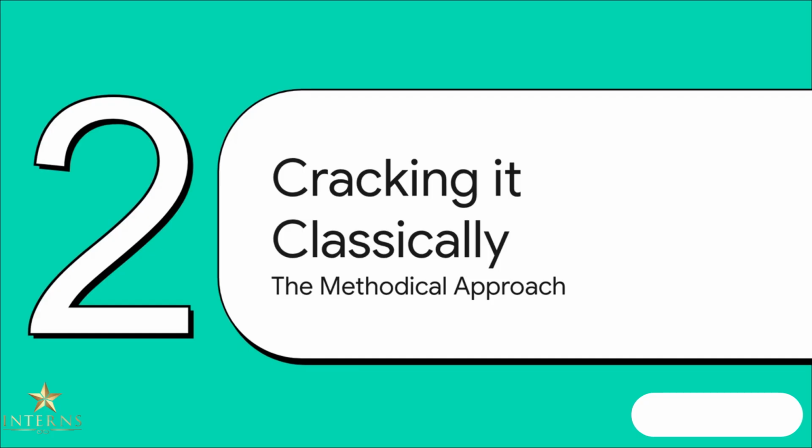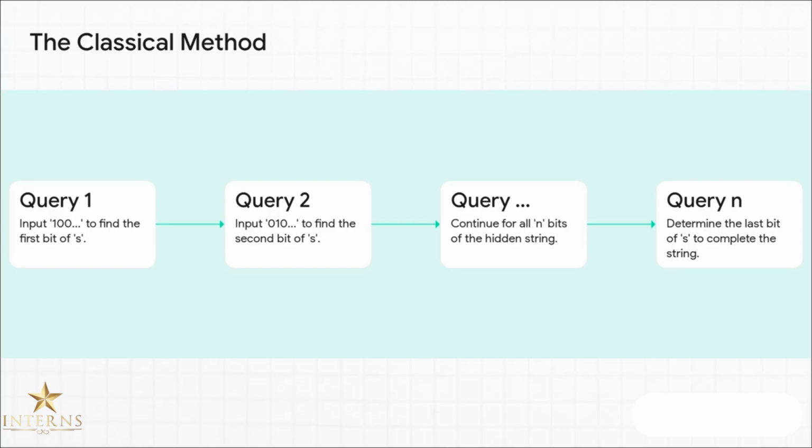First up, how would a regular computer, what we call a classical computer, try to solve this? Well, it would have to be super methodical, very logical, and, you'll see, kind of slow. So, to find a 4-bit secret code, a classical computer has to ask 4 different questions. First, it sends in 1, 0, 0, 0, just to see what the first bit of the secret is. Then, it sends 0, 1, 0, 0 to check the second bit. Then, 0, 0, 1, 0 for the third, and so on. It has to go through and check every single bit one by one.